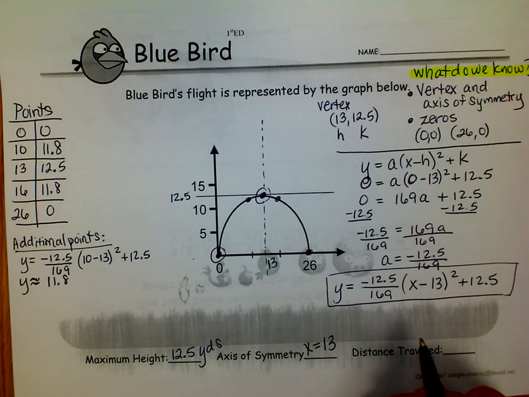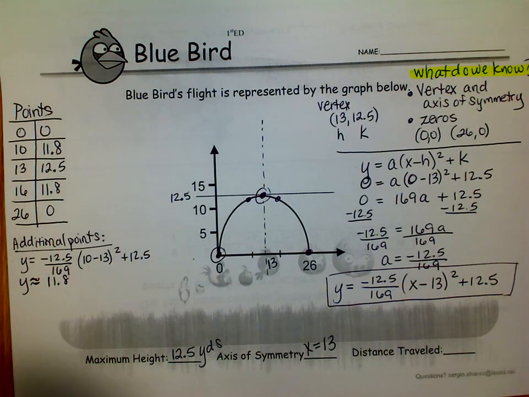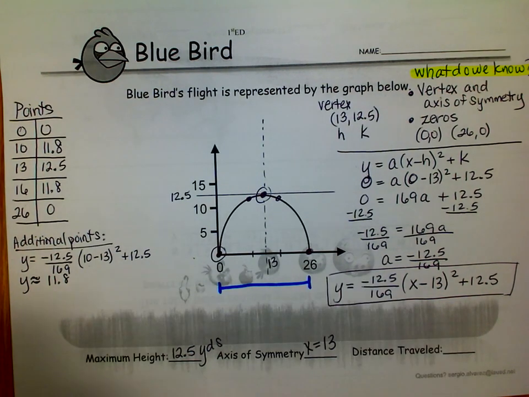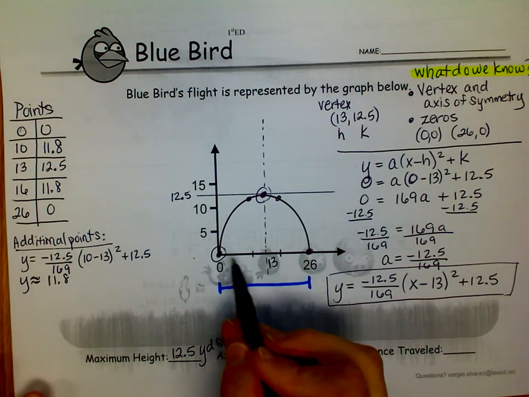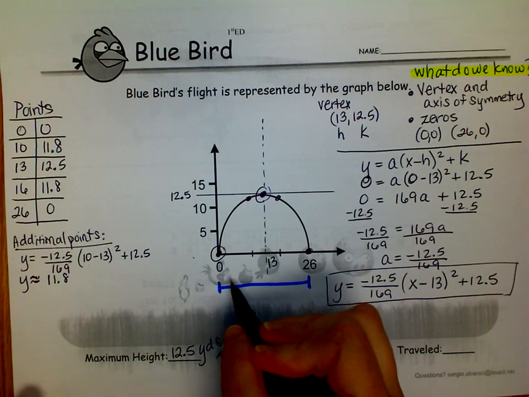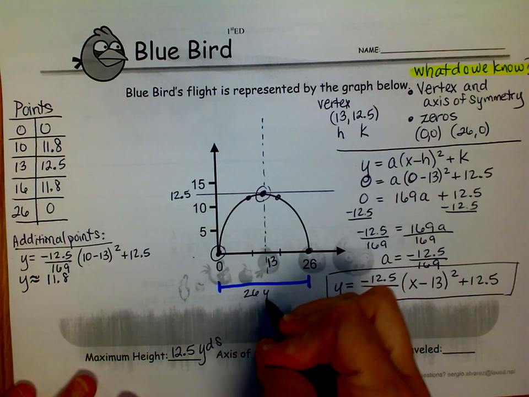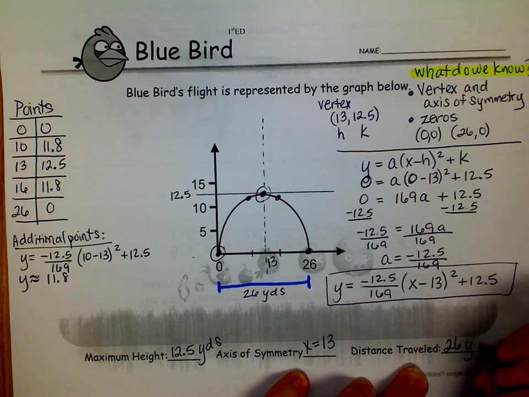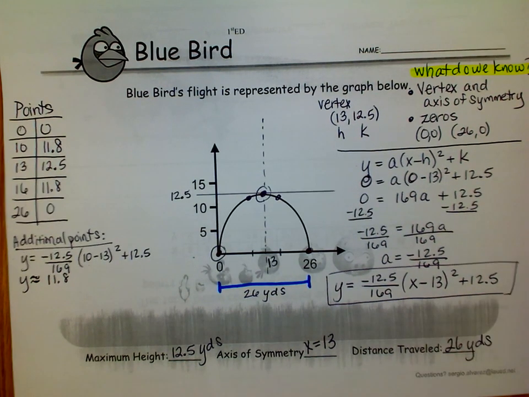which means that the bird will hit its maximum height 13 feet out from where the bird began. And then the distance traveled, we can do just like we did before, and look right here from the base of the parabola from one side to the other. The base is 26 yards, from 0 to 26, and so that is the distance that our bird traveled. So now you have the information for bluebird.